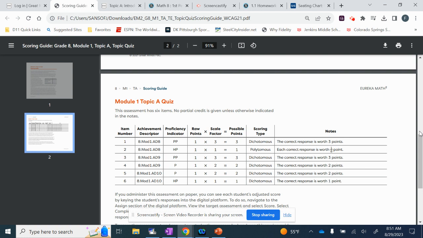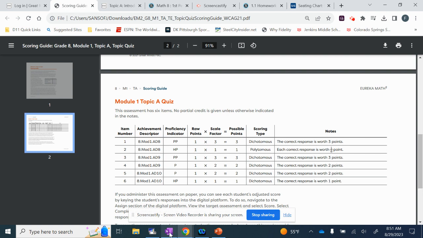So we have partially proficient, highly proficient, another partially proficient, a proficient, and a highly proficient. You can see most of them are all or nothing. The only one that you can get partial credit on is number two. Everything else, it's all or nothing. So keep that in mind as we're going through. Number one, put a little 3 points in the top box. And since it's at a partially proficient level, we would assume that this would be a pretty easy question.